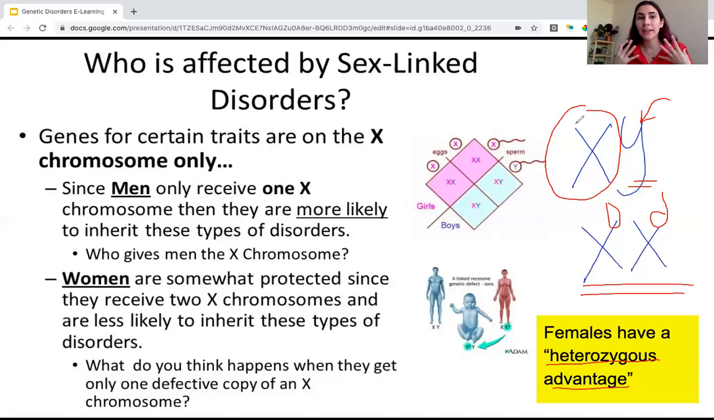While females can either be healthy, have the disease, or be carriers, meaning they don't have the disease but they can pass it on, but still they don't have any symptoms, which is what you want. You don't want to have any symptoms of the disease. And this is why females are less likely to inherit X-linked genetic disorders or sex-linked genetic disorders, because they have the heterozygous advantage.